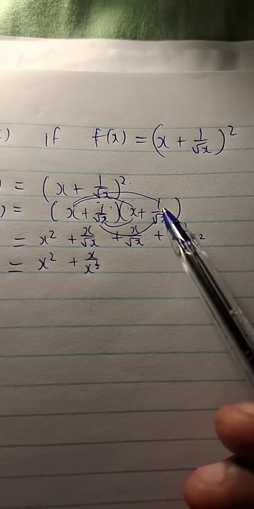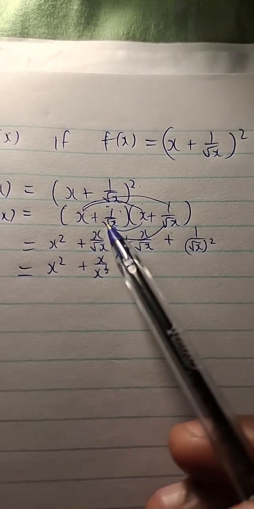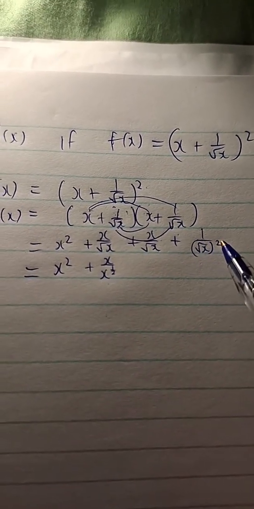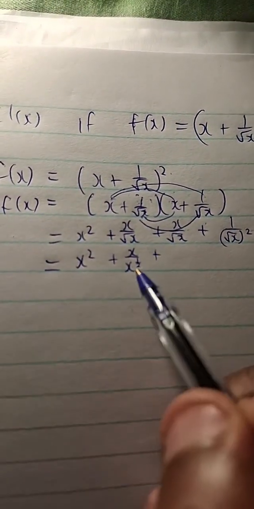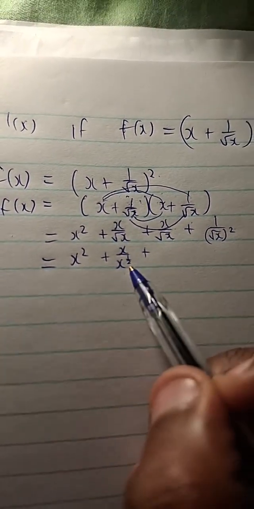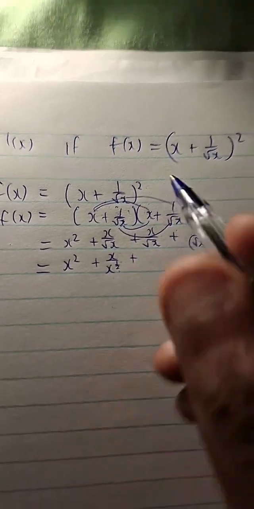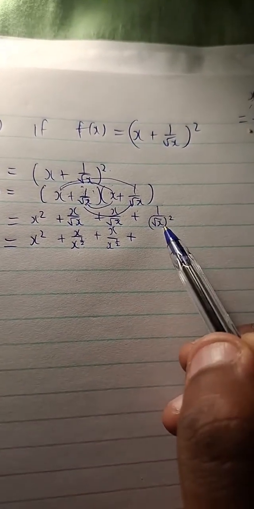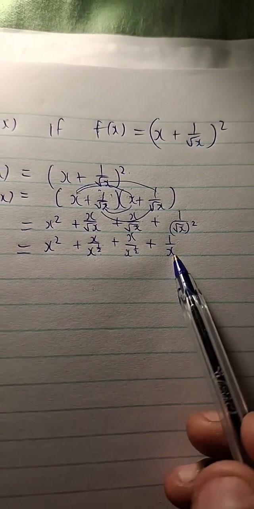Then 1 over root x times 1 over root x gives you 1 over root x times root x, which is root x, the whole thing squared. Okay, now I'm saying that x over root x, you change this root x into exponential form, x to the power half. X over this root x, you can write as x to the power half, plus now 1 over root x squared. Obviously the square root and the square, they cancel each other out. So I'm left with x.